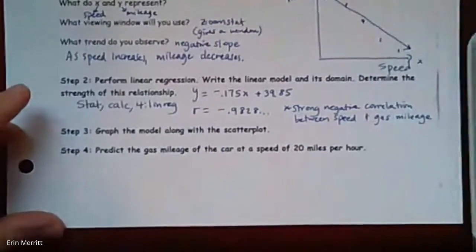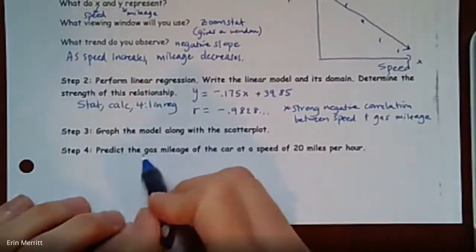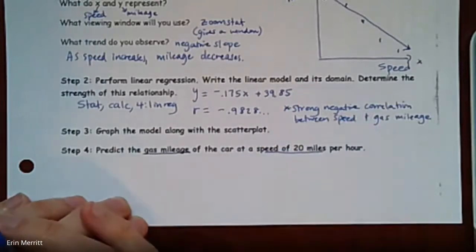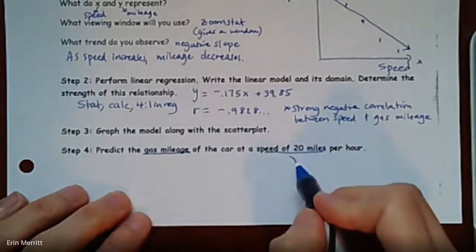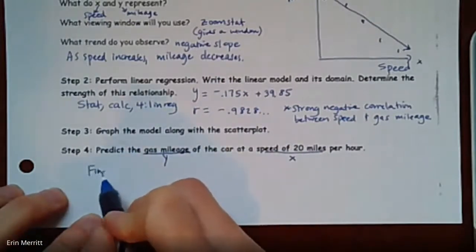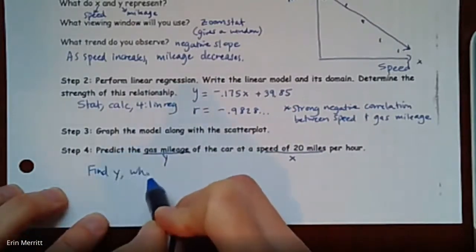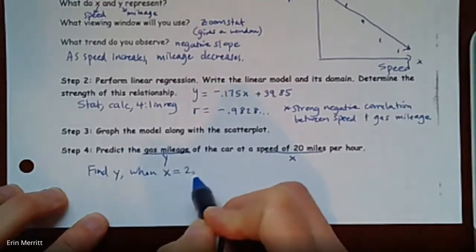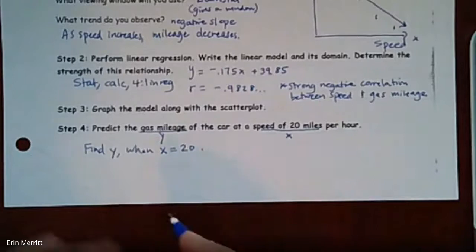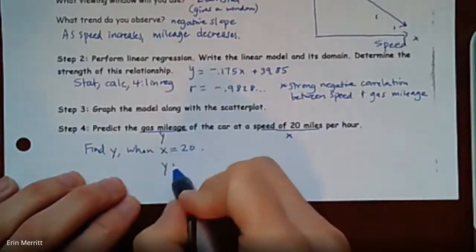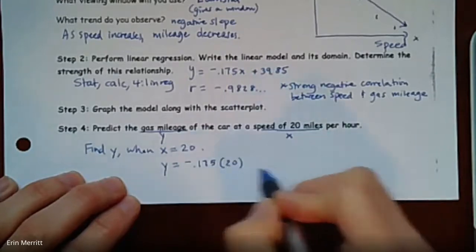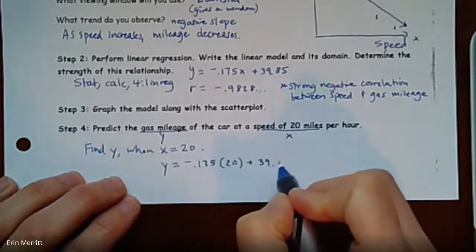Last part, predict the gas mileage. So predict the gas mileage of the car when the speed is 20 miles per hour, all right? Speed is the X, gas mileage is the Y. So it's asking us to find the Y value when the X value is equal to 20. That is what this part is asking for. All right? So take your equation. This is the whole point. You're going to take that equation, plug in, and then calculate.